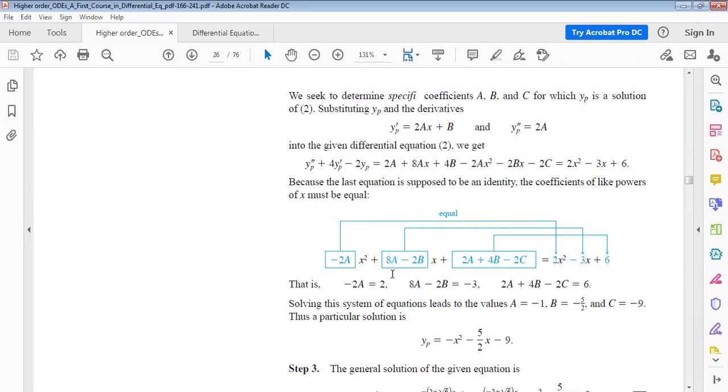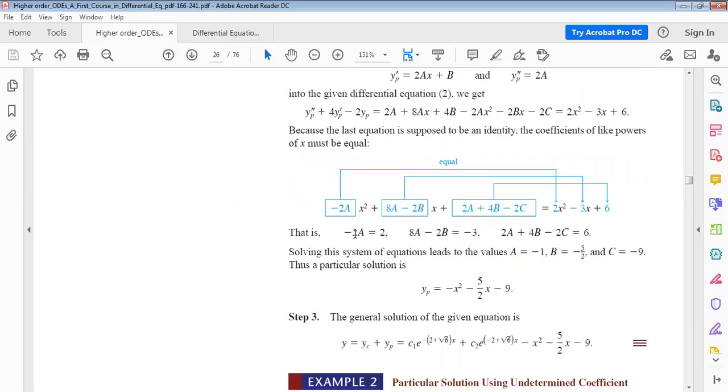Now equating the coefficient of x square on both sides. That means the x square coefficient 2 here and the x square coefficient minus 2. This is why this is equal. And the x coefficient, 8a minus twice b, and the x coefficient, minus 3. These are equal. So the constant term and constant term will be equal. So equating on both sides.